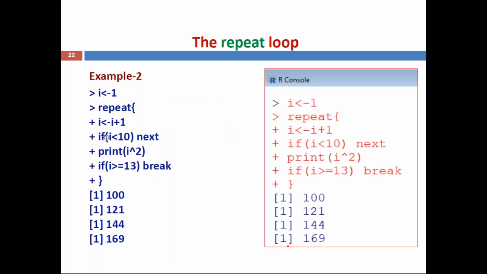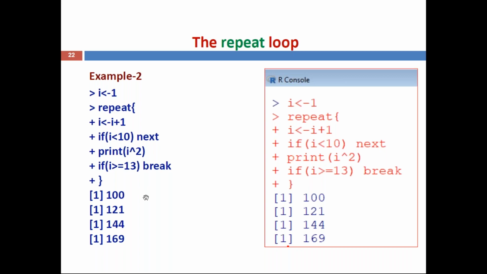See the previous example, using next to return to the beginning of the loop. Here we have taken I equal to 1. Repeat: first we are increasing I equal to I plus 1. Then the condition I less than 10. Whenever this condition is true, it comes to the next line. Then print I power 2. Then whenever I is greater than or equal to the limit, the condition is satisfied, break is called, and the repeat loop is terminated. Now this is the output.